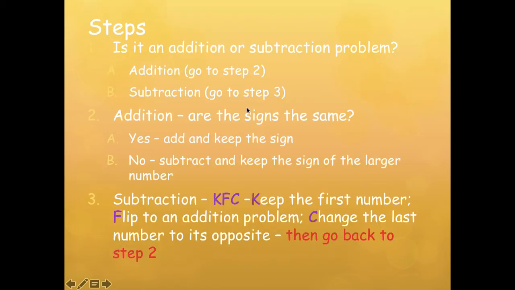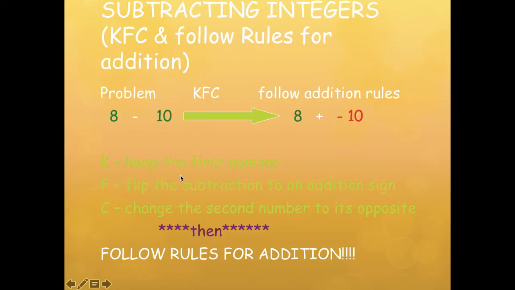For example, okay, so here we are using the same thing as the KFC rule. What are the steps? Is it an addition or subtraction problem? First we need to check that. If it's addition, go to step 2. If it's subtraction, go to step 3.